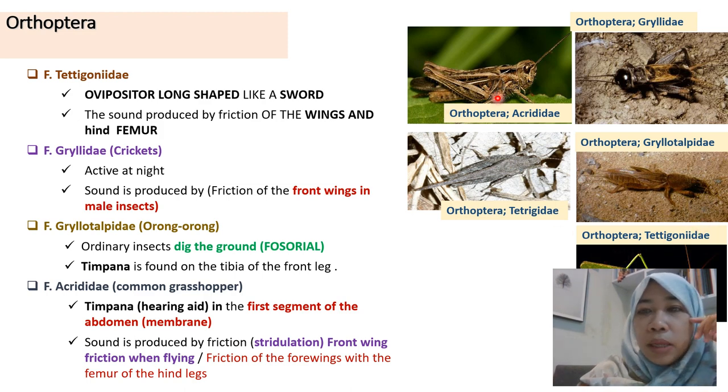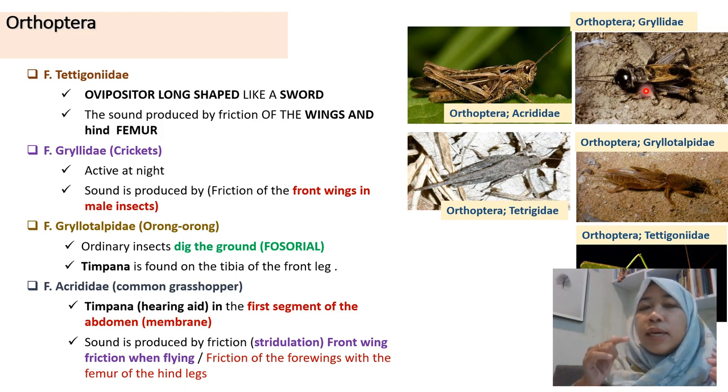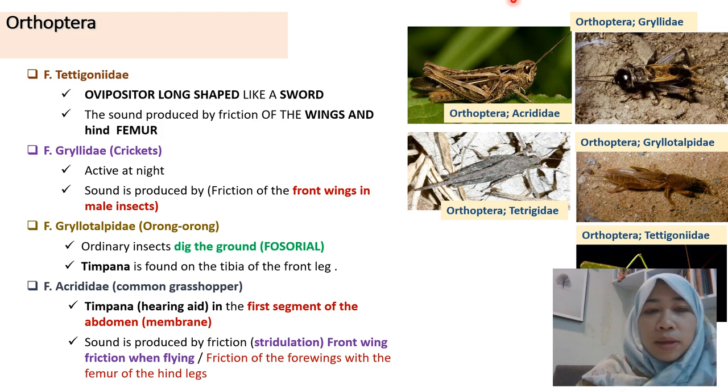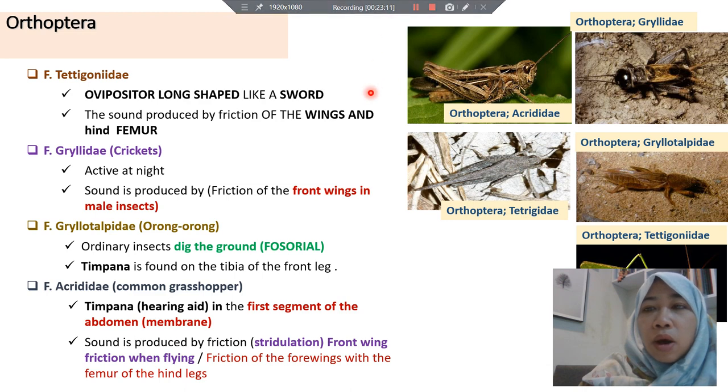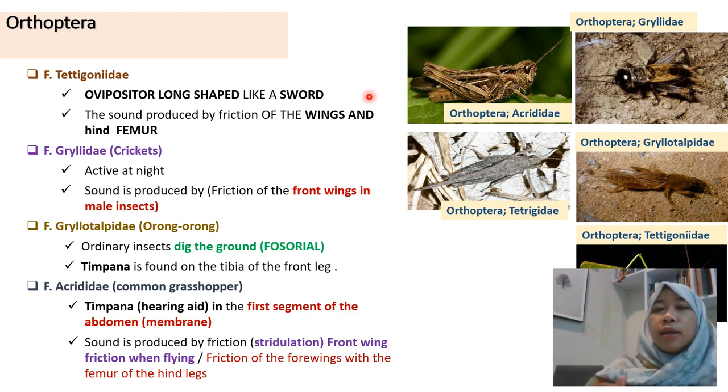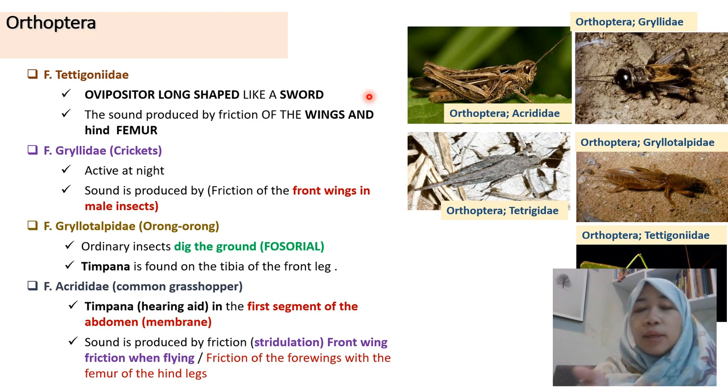And then the second one is the family of crickets. Cricket, jangkrik, active at night, or the term is nocturnal. And then the sound is produced by friction of the front wing in male insects. So the cricket will produce the sound by the friction of the front wing. Or we can say that they sweep the front wings.